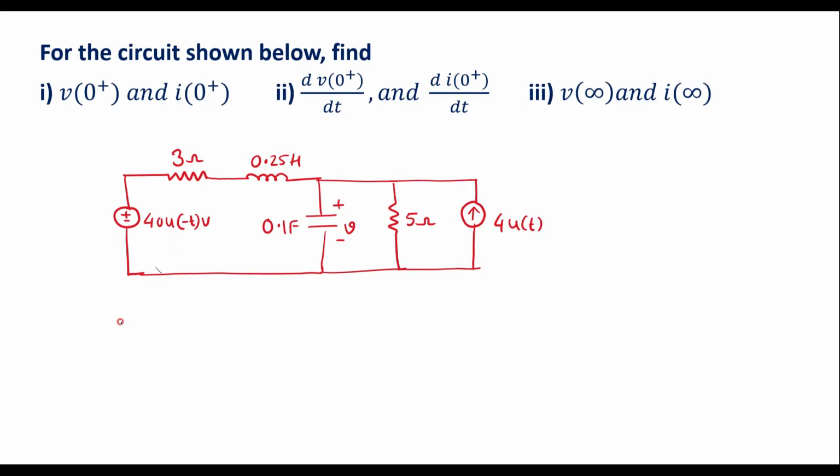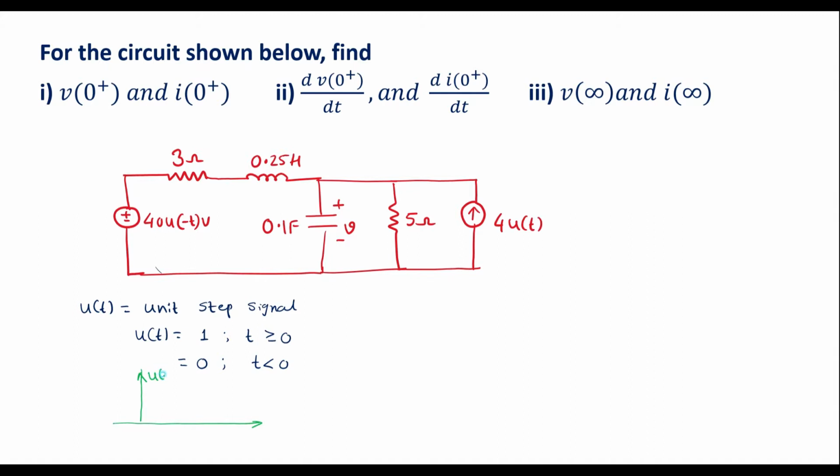U of t is known as the unit step signal, which is defined as: its value is 1 if t is greater than or equal to 0, and its value is 0 if t is less than 0.